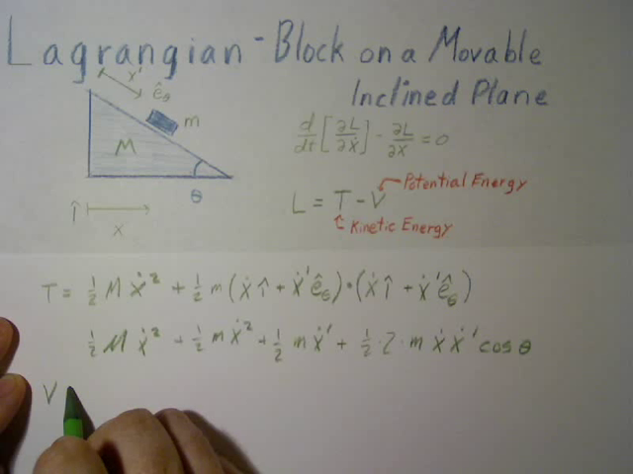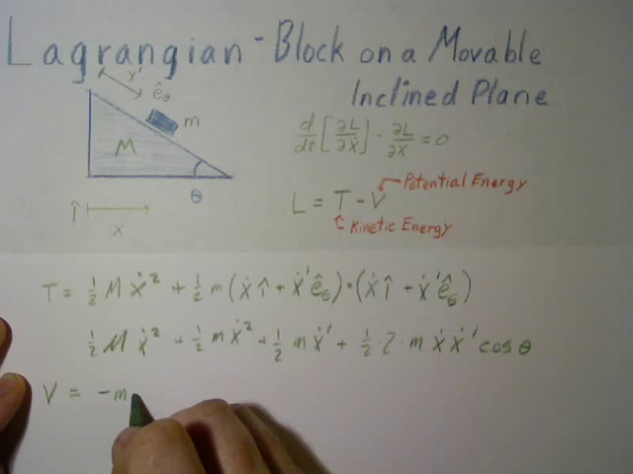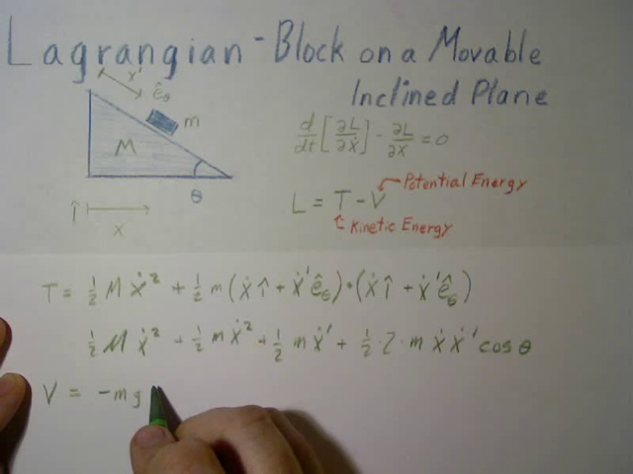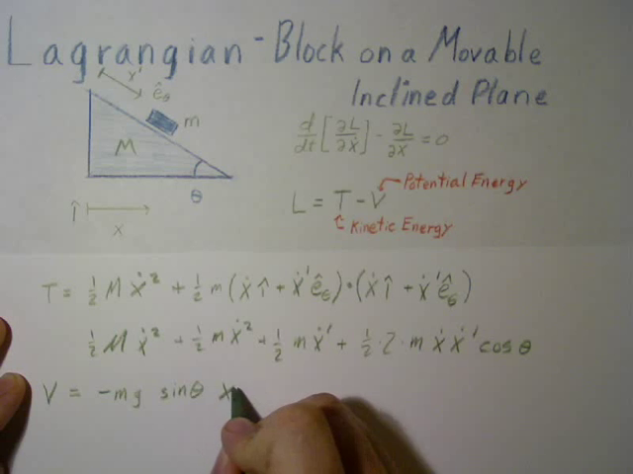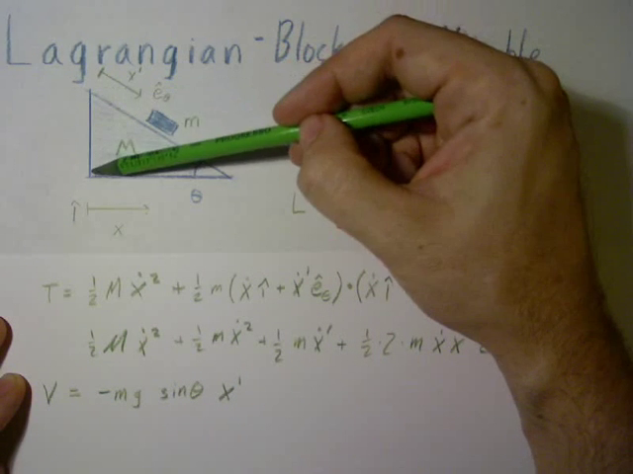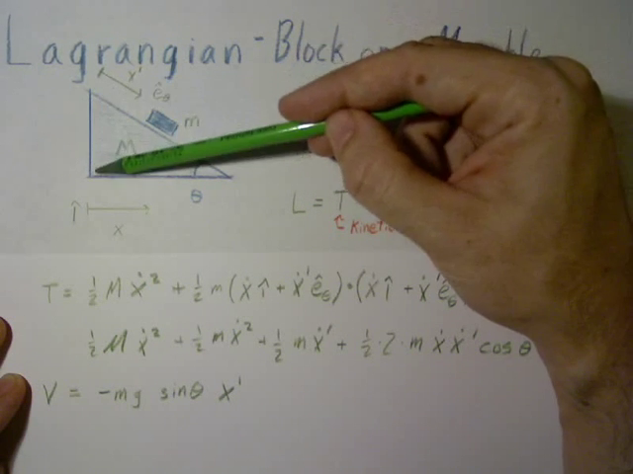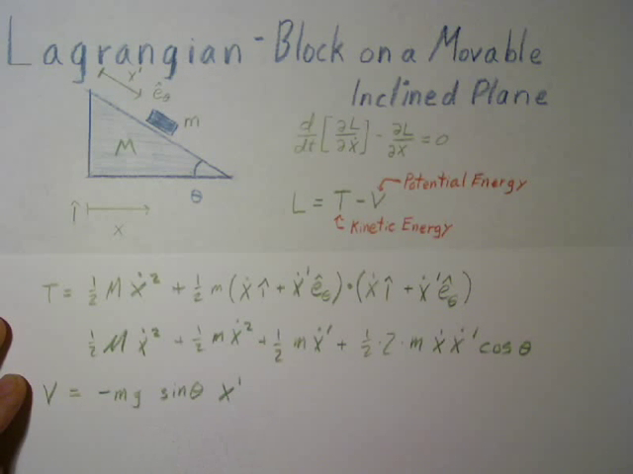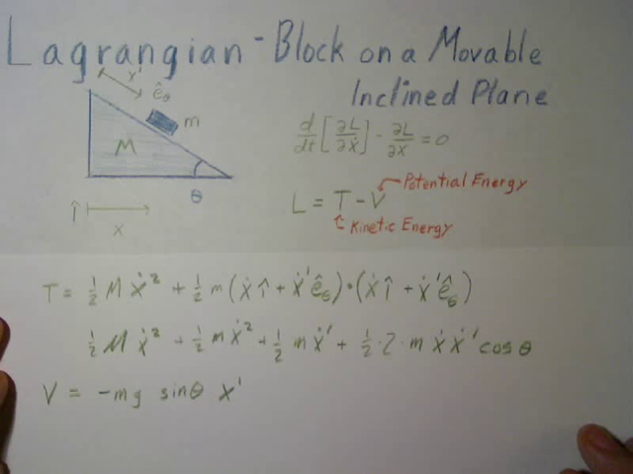The potential is going to be minus m g sine theta x prime, where the vertical distance is x prime sine theta. Thus, if we do T minus V, we have our total Lagrangian. Now the next step is to plug this into Lagrange's equation. Notice we have to treat x and x prime separately. They are separate variables.